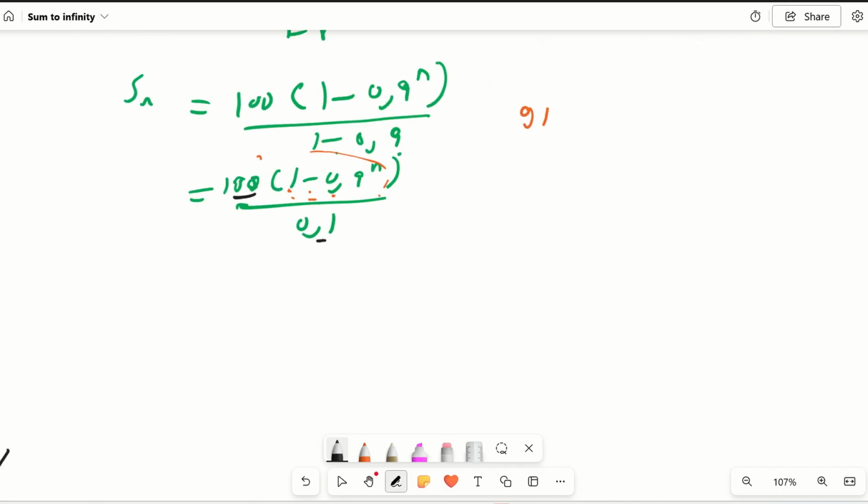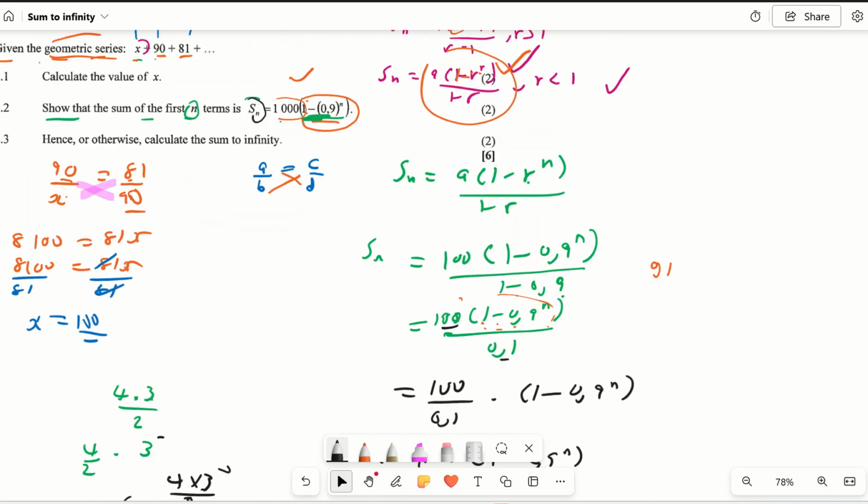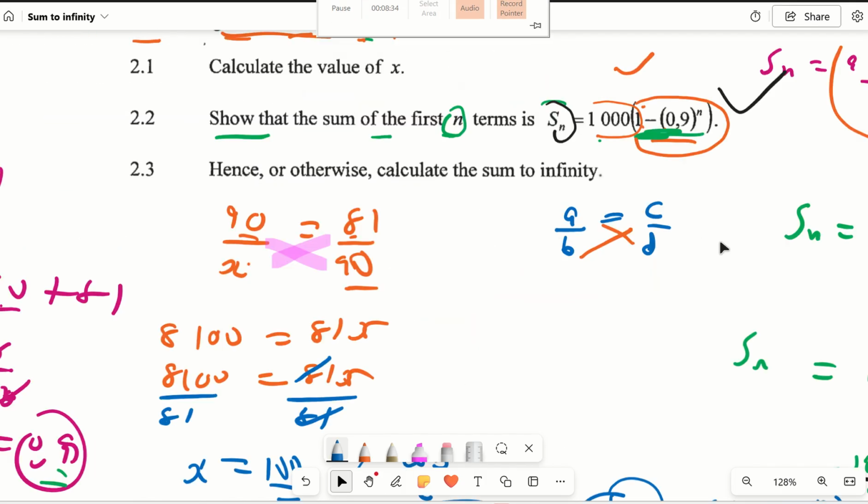So we're going to apply that here. This is our A, this is our C. So we're going to go 100 divided by 0.1 times (1 minus 0.9 to the power n). 100 divided by 0.1 is 1,000. Delicious. Then it gives us that answer over there, what they were looking for. Easy peasy lemon squeezy.